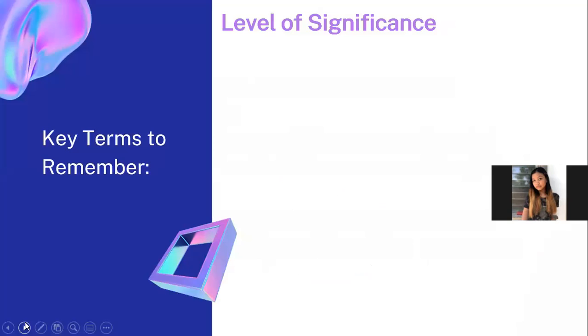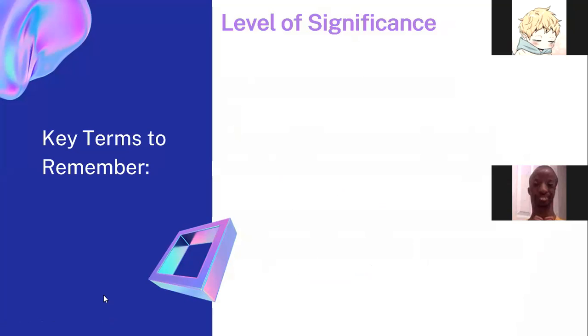Okay, so let's have another term, the level of significance. How do we denote level of significance? Anong ginagamit nating notation? Alpha po. Alpha. Yan.